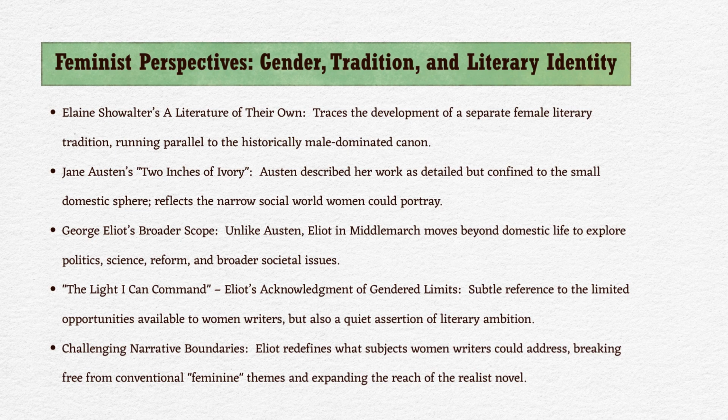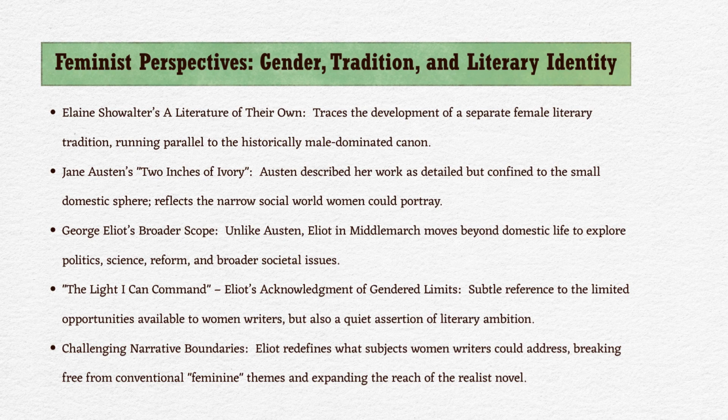Even though Eliot rarely addresses gender outright, her references to the light I can command is a quiet acknowledgement of the limits placed on women writers. Yet, at the same time, it's also an assertion of her ambition to overcome those restrictions. Through Middlemarch, Eliot challenges traditional narrative boundaries and expands what the realist novel and women writers could achieve.